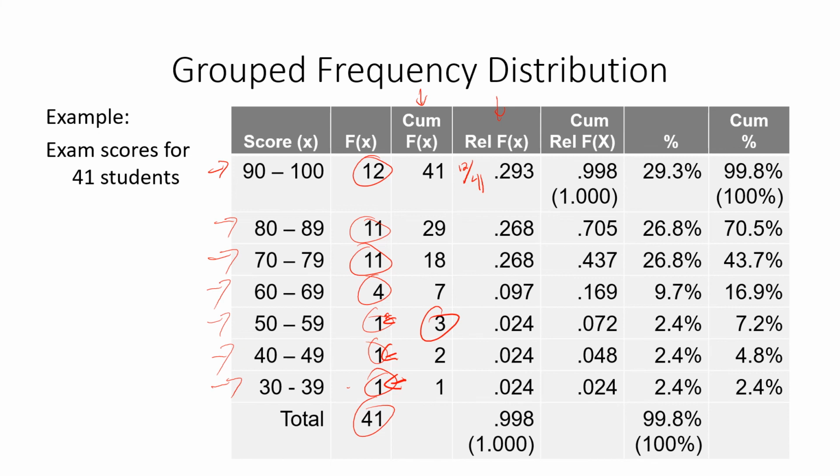Your cumulative relative f of x is going to be everything at and below that point. You see here that if you just do rounding, you get 0.998. As I said, you should always write 1 there, just like you should write 1 down here. Just like when you do your percent, you should write 100%. The reason we get slightly different scores is just due to rounding.